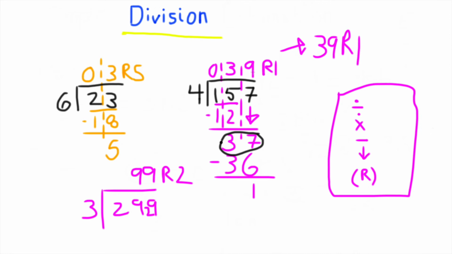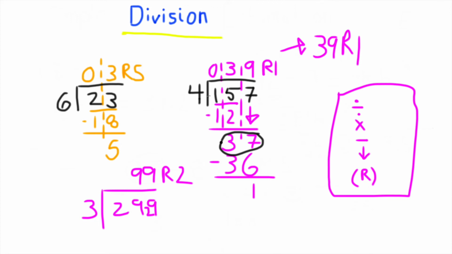The answer to that is 9, because 4 times 9 is 36. That's very close to 37 without being bigger. Then we subtract 36 from 37 to get a remainder of 1. Check that 1 is smaller than 4. Great. So our remainder is 1, and our answer here is 39 remainder 1. And that's all there is to it. If there are more numbers, you just keep bringing them down and repeating the process over and over again.